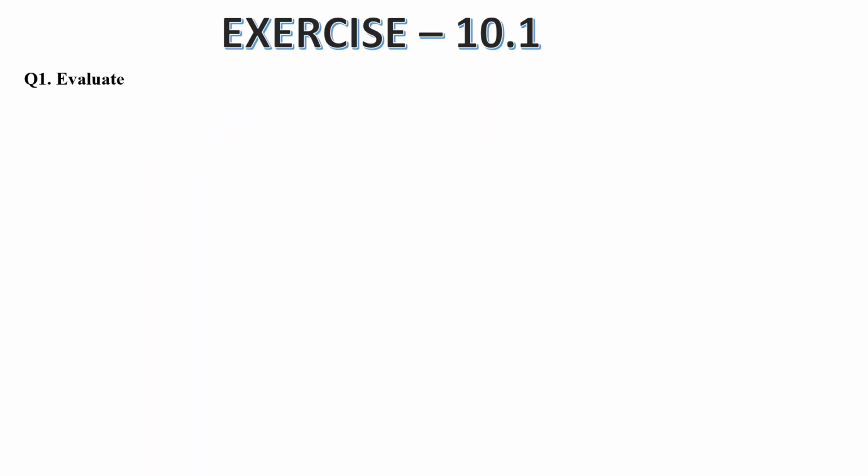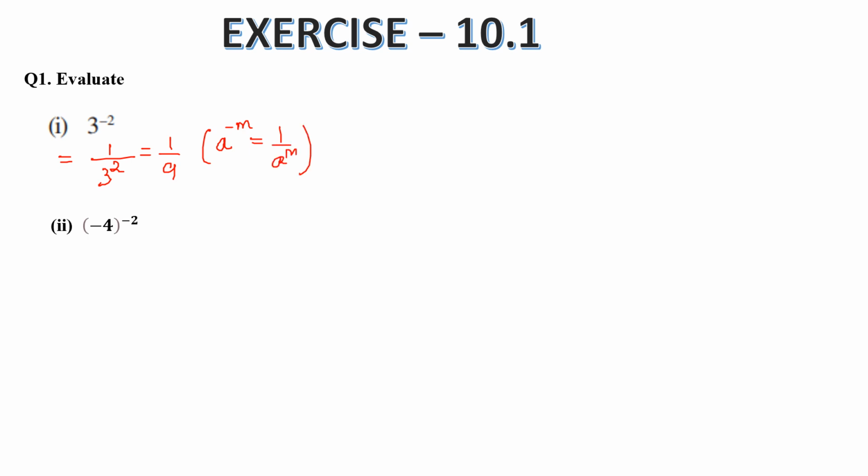Now exercise 10.1 question number 1. Evaluate. So the first question is 3 to the power -2. So 3 to the power -2, just now we have studied power with negative exponent. So this can be written as 1 by 3 square. And as the question says evaluate, means you have to give the value. So 3 square is 9. And you have to mention here what law you have used. So a to the power minus m equal to 1 by a to the power m. This you have to mention.